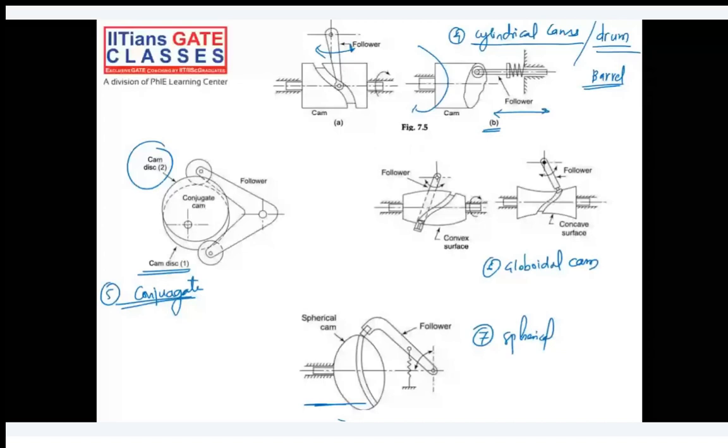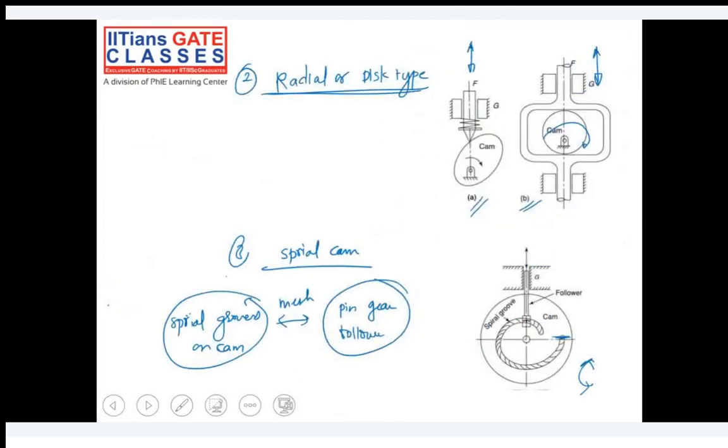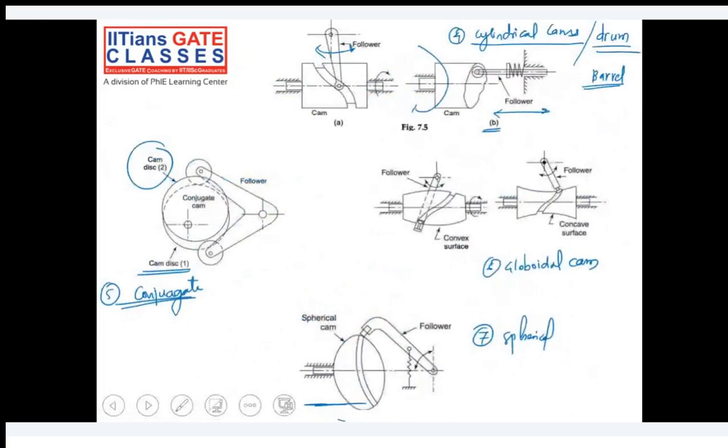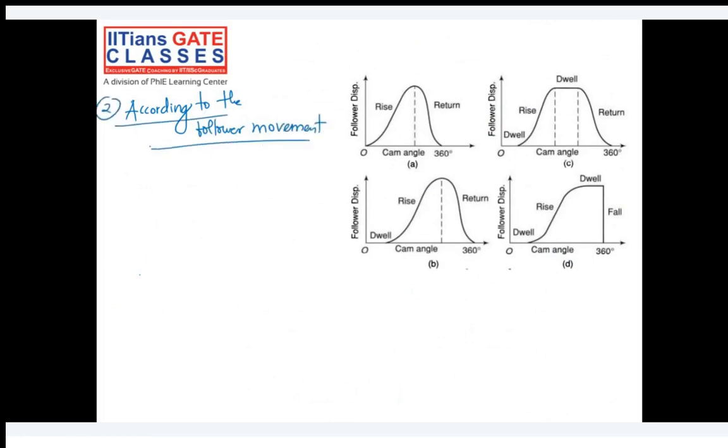Now, let's go to the second classification of the cam, according to the follower movement. So this was according to the shape of the cam, right? Now, according to the follower movement, these are the types. According to this classification, these are the main three types we have.